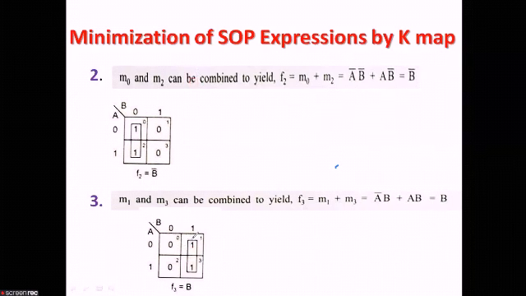And do the pairing like this. The box here means the pairing. The box means this is pairing. Now, just look for the values. The value of A is 0 and 1 for these boxes. So, it is changing. So, the value of B is 1 here. So, this will be the answer. That is F3 will be equal to B. I hope this is clear.